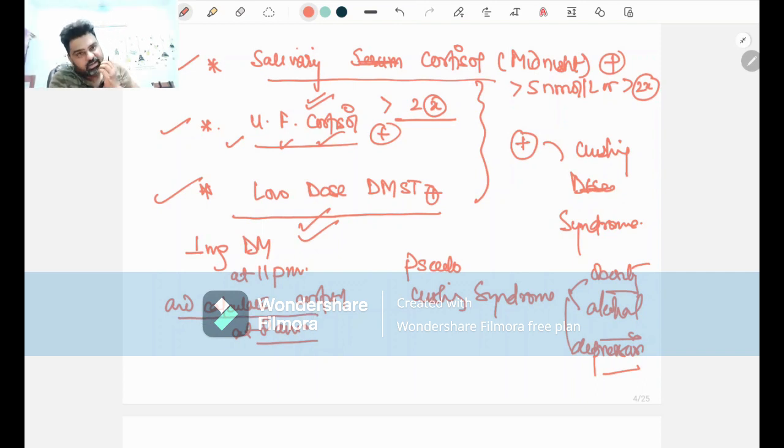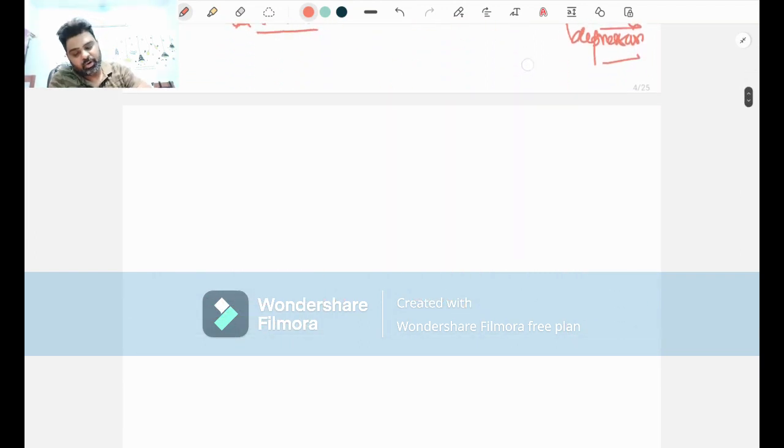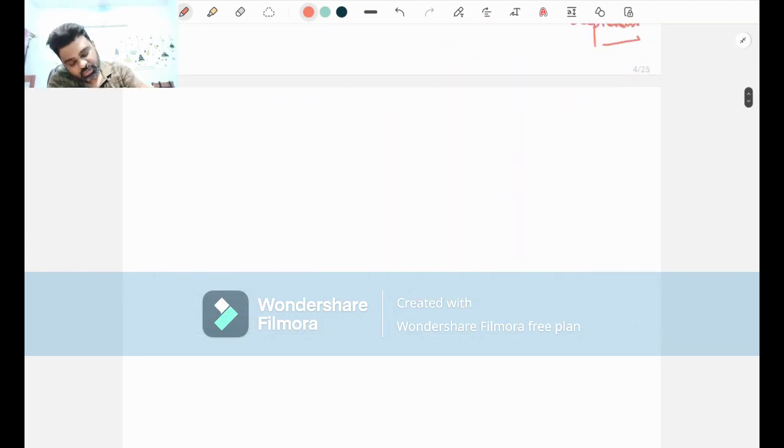So for understanding dexamethasone test, we have to understand an important point. For example, if this is hypothalamus, this is pituitary gland, this is adrenal gland. We know that hypothalamus secretes CRH, this CRH secretes ACTH, which secretes cortisol.